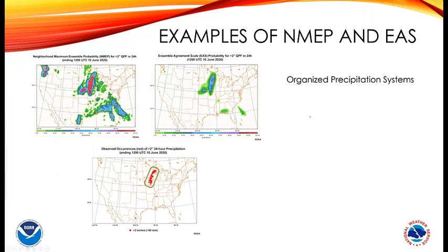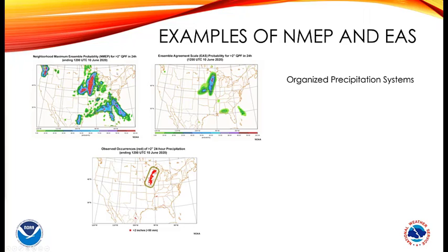Here's another example. This is organized precipitation, and this is where you have to be really careful on using this. The top left one is the NMEP for greater than 2 inches. And you can see the neighborhood. We have this big, large area from central Missouri up into Minnesota. We have some down in the Carolinas.